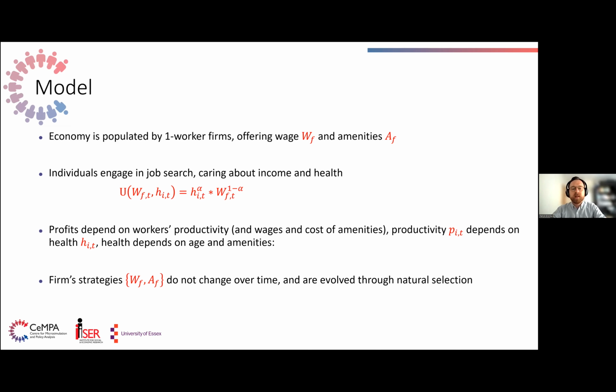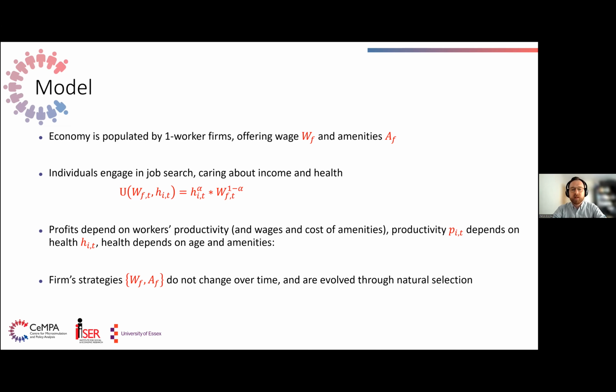Profits, and this describes the main mechanics of the model, depend on workers' productivity and wages and the cost of amenities that the firm has to pay to attract workers. In turn, productivity depends on health, and health depends on age and amenities. So you can see that the three things here are linked in the model, and this is how this describes the main dynamics.